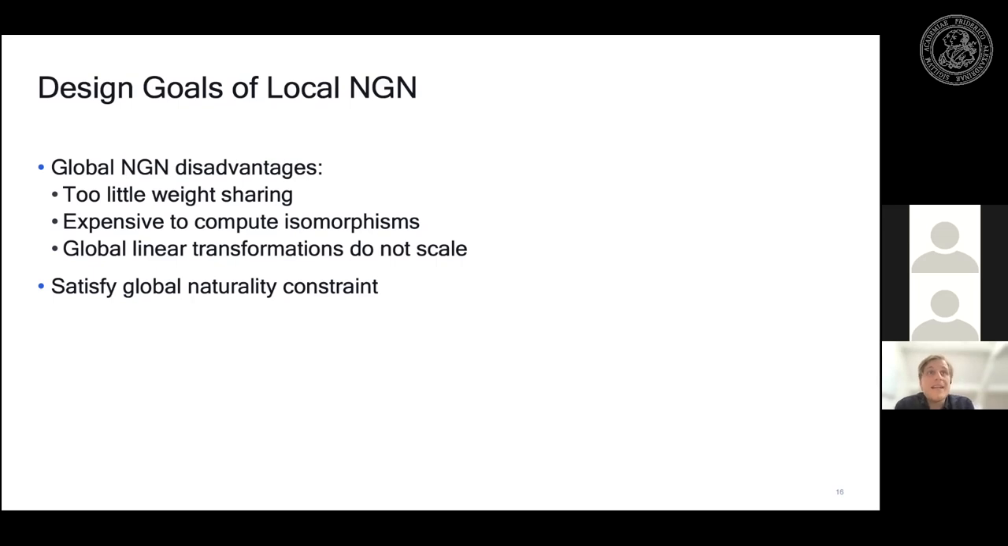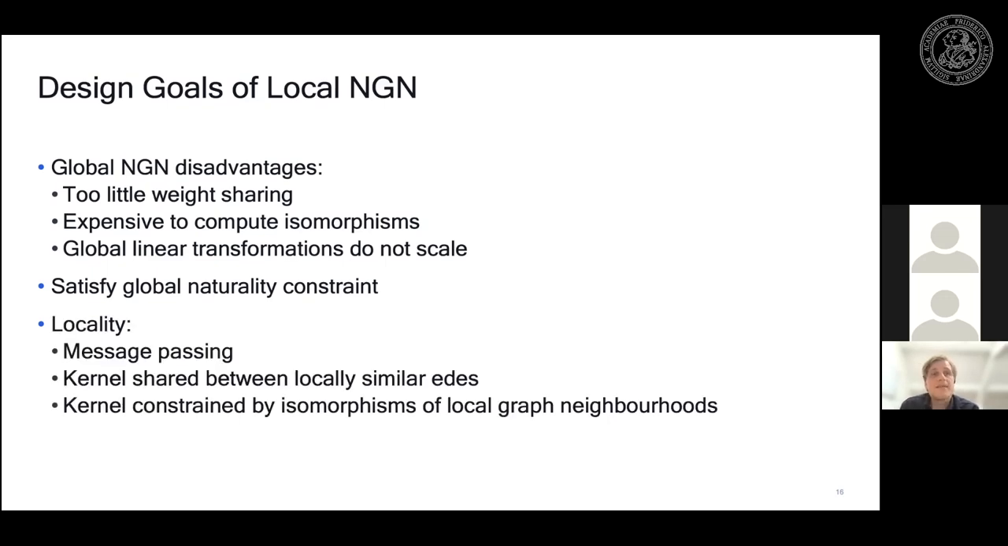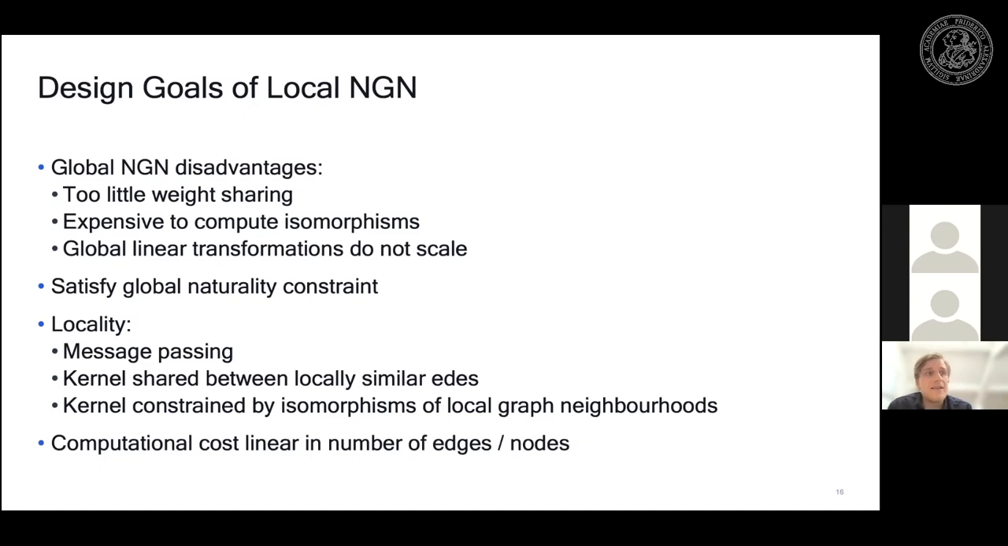So what we'd like to have instead is a local natural graph network that still satisfies this global naturality constraint, but is local in a way that it's not about big global message passing networks, and that the message passing kernel can be reused when edges are locally similar, not only when they're globally similar. And furthermore, that the linear constraints on these kernels are by the symmetries of the local neighborhoods in the graph, which are much cheaper to compute than finding the symmetries of the global graph. And as a consequence, if we satisfy these locality criteria, then we get something whose computational cost scales linearly in the number of edges and nodes, which is a requirement for having scalable methods.